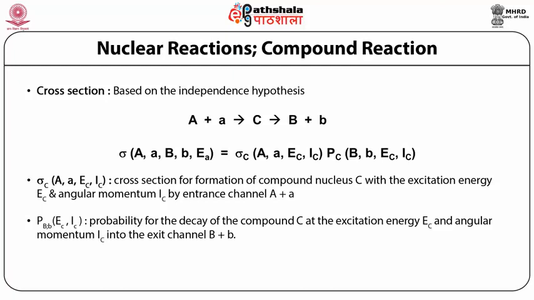So the above equation simply means that the reaction cross section in compound nucleus reactions is the product of the reaction cross section for the formation and the probability of decay of the compound nucleus at excitation energy EC and angular momentum LC into the exit channel B plus b.